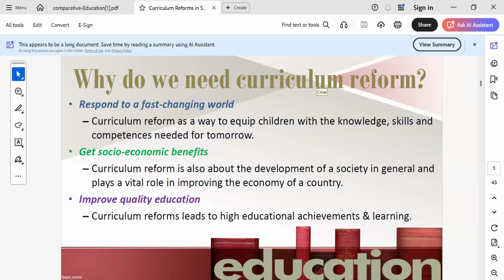So, respond to a fast-changing world. Why do we need curriculum reform, right? The world is changing, so we also have to change, because we are in a globalized society. So curriculum reforms are a way to equip children with the knowledge, skills, and competencies needed for tomorrow, right? And to get socio-economic benefits. Why do we need reform? First, to respond to a fast-changing world. Second, to get socio-economic benefits. Curriculum reform is also about the development of a society in general and plays a vital role in improving the economy of a country. And third, to improve quality of education. Curriculum reforms lead to high educational achievement and learning.